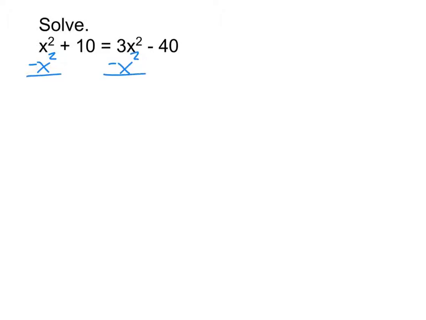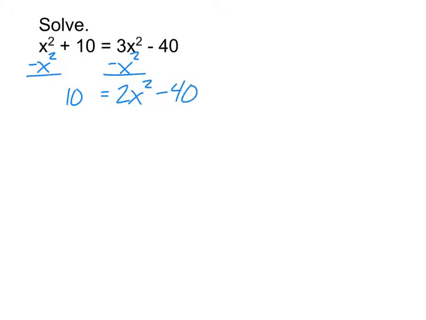Now you don't have to do it in this particular order. You could have done a few different things first instead, but it's the most common one. When we do that, we end up with 10 equals 2x squared minus 40.